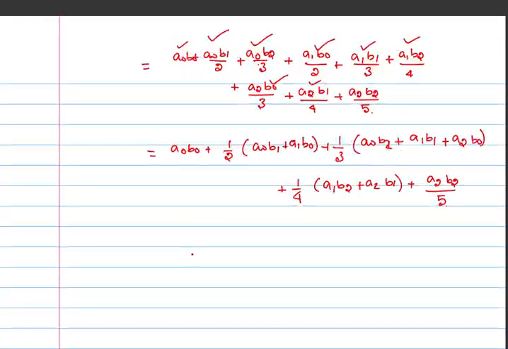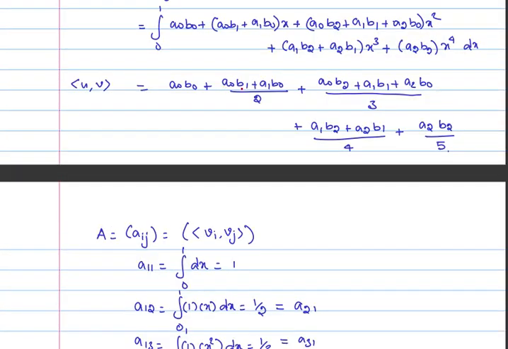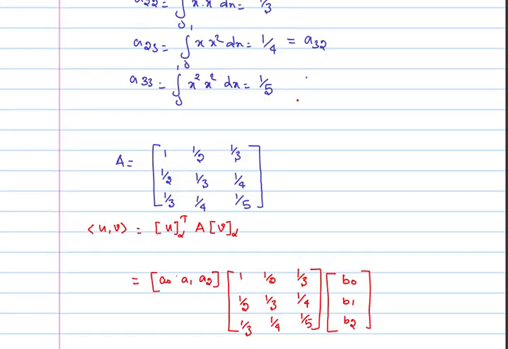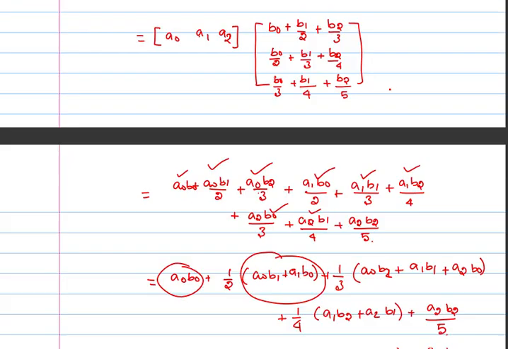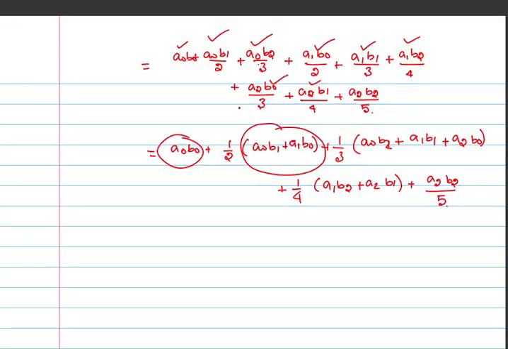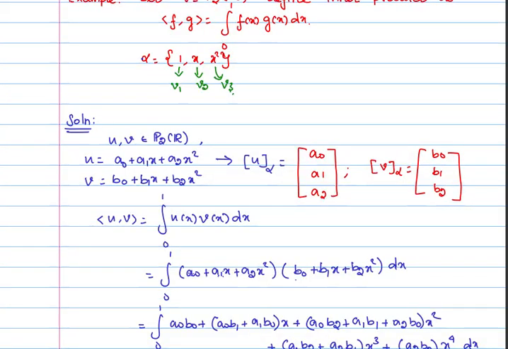The same thing we achieve here also: A0 times B0, so this term is over. Then the 1 by 2 coefficients are A0 times B1 plus A1 times B0, and 1 by 3 coefficients are A0 B2 plus A1 B1 plus A2 B0. It looks like both are the same. I didn't do anything in the calculation of integration; only to evaluate the matrix A did I use the integration. If I know that clearly, then I can compute the inner product of any elements.